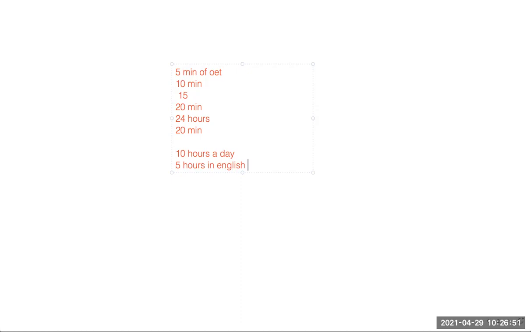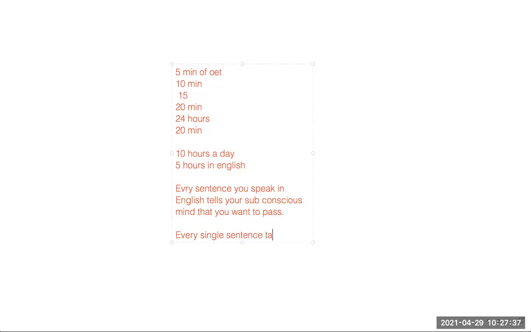It depends upon us. Har moment ek circle se shuru hota hai, ek thought se shuru hota hai. Agar aap English mein bolne ki koshish karoge, to that means you want to clear the test. This is, I always say, every sentence you speak in English tells your subconscious mind that you want to pass. This is the best line I can tell you. Every sentence you speak in English tells your subconscious mind that you want to pass. Every single sentence you don't speak in English takes you in the opposite direction of your goal.